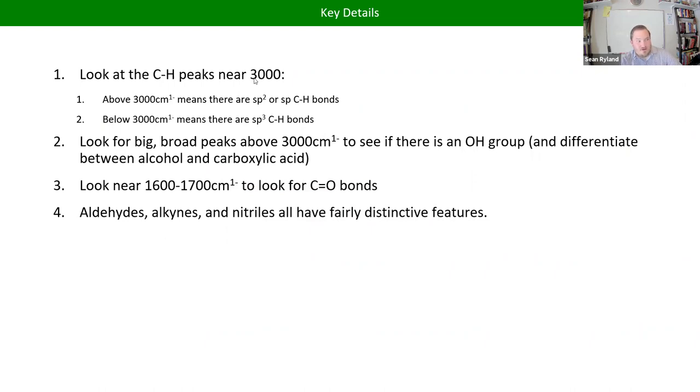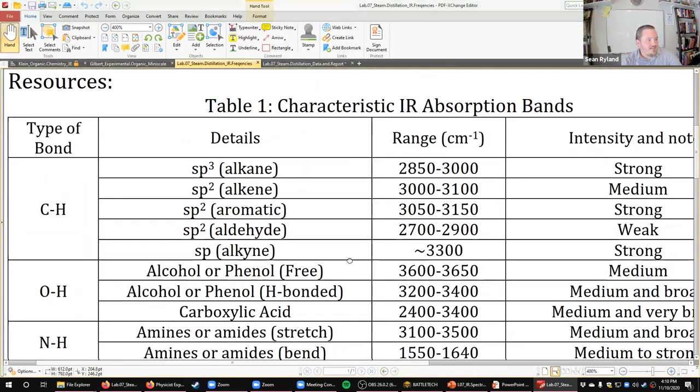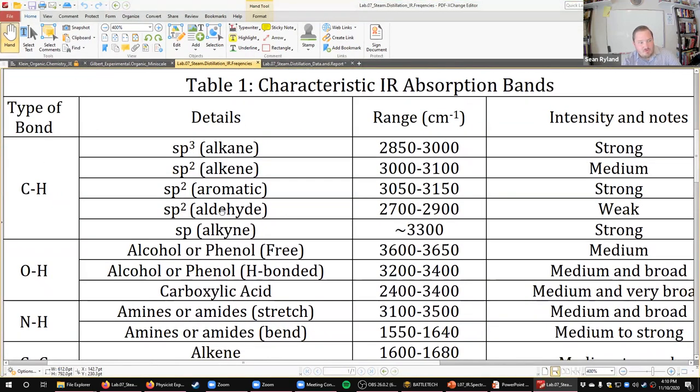Look at that 3000 number. It's really key for telling whether it's SP2, SP, or SP3 carbon-hydrogen bonds. And aldehydes, alkynes, and nitriles, these other three functional groups down here, all have fairly dead giveaway characteristics. For instance, aldehydes have a carbon-hydrogen bond that's SP2, but because of the oxygen on there, it doesn't show up with the other SP2 carbon hydrogens. It shows up between 2700 and 2900, so lower than the SP3 carbons, but above all of the carbonyls.